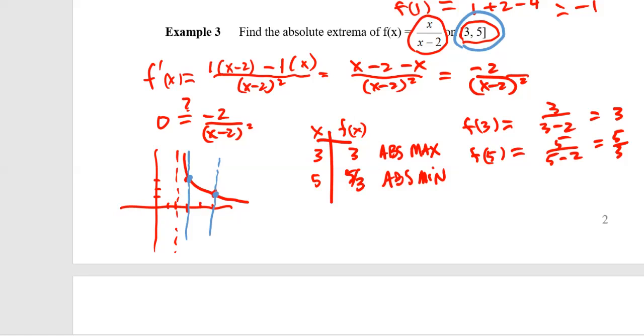We have our absolute maximum and absolute minimum. And notice no relative extrema.